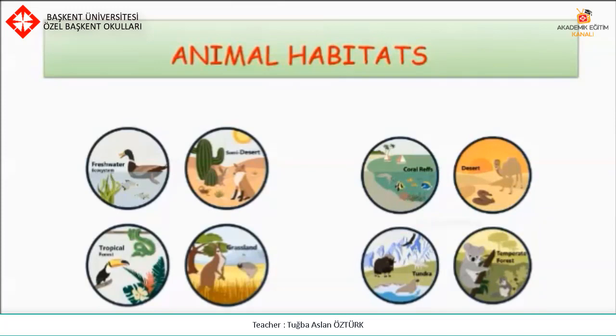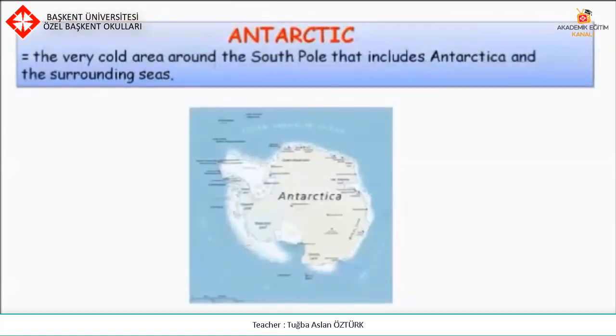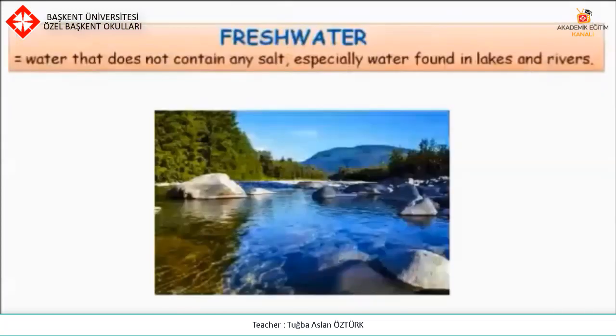Our first word is forest. A large area of land covered with trees and plants, usually larger than a wood, or the trees and plants themselves. Antarctic, a very cold area around the South Pole that includes Antarctica and the surrounding seas. Freshwater, water that doesn't contain any salt, especially water found in lakes and rivers.